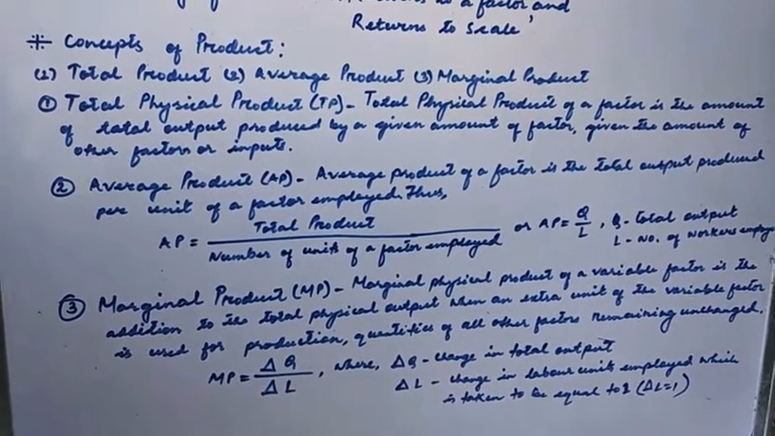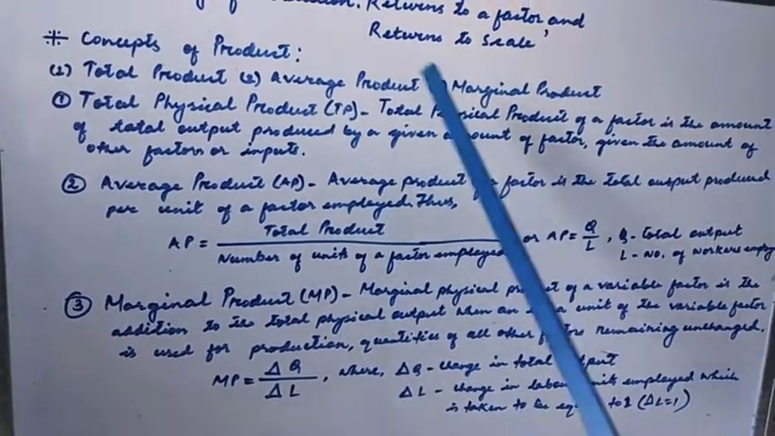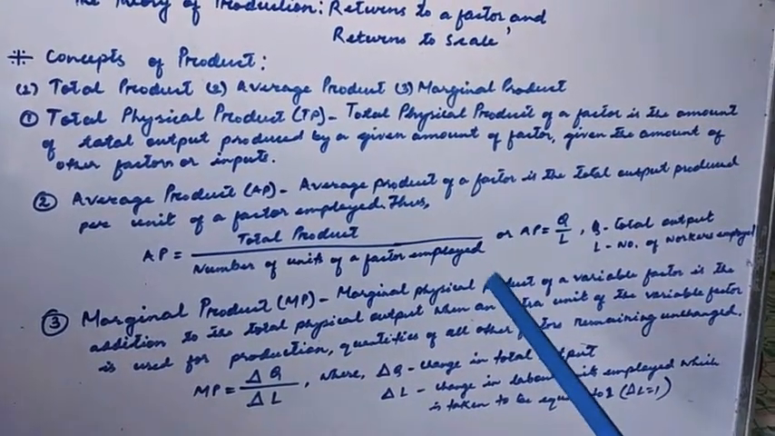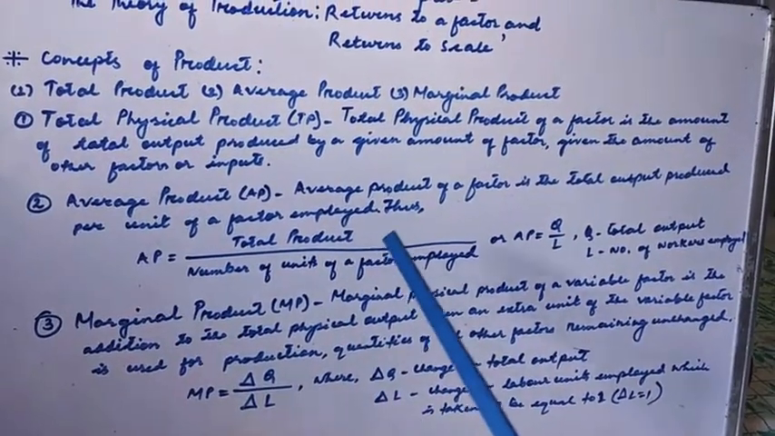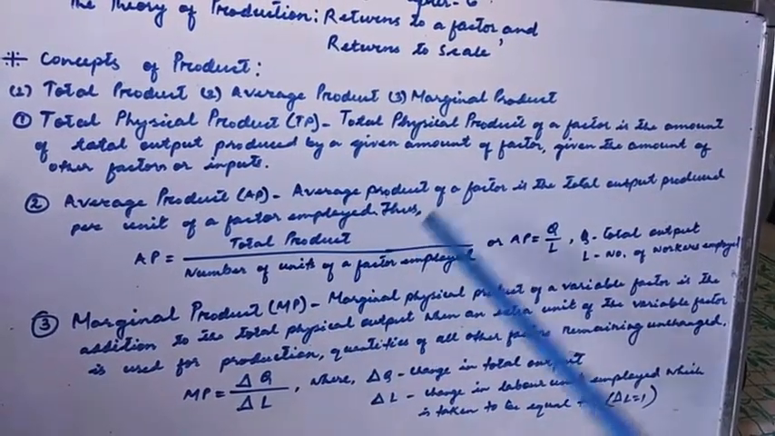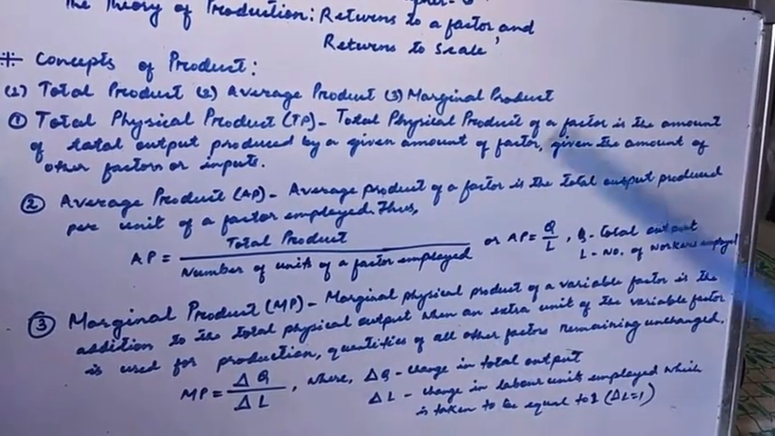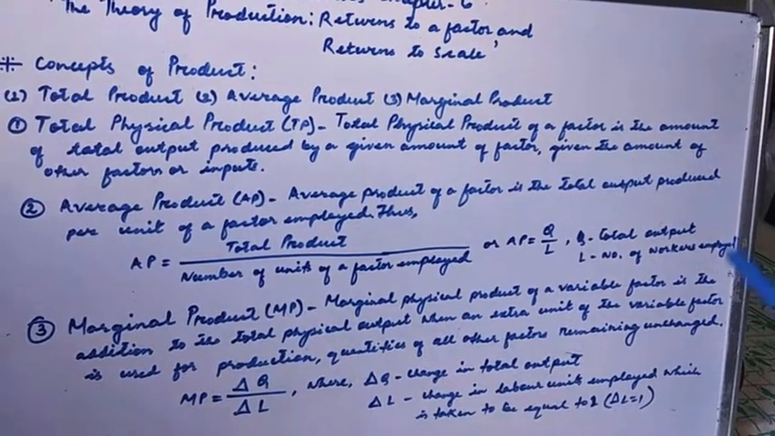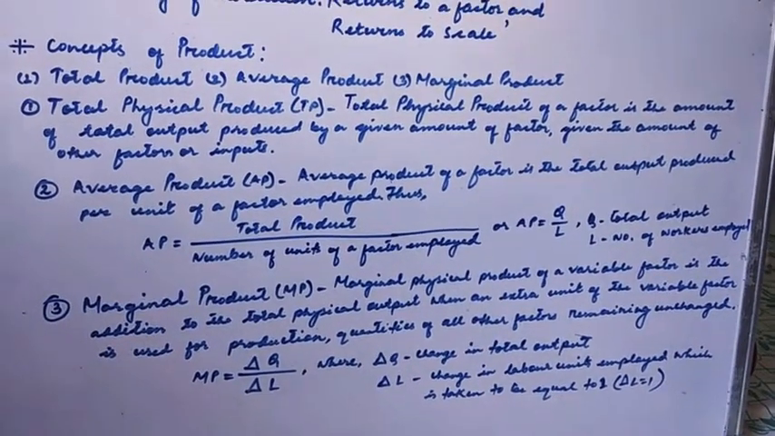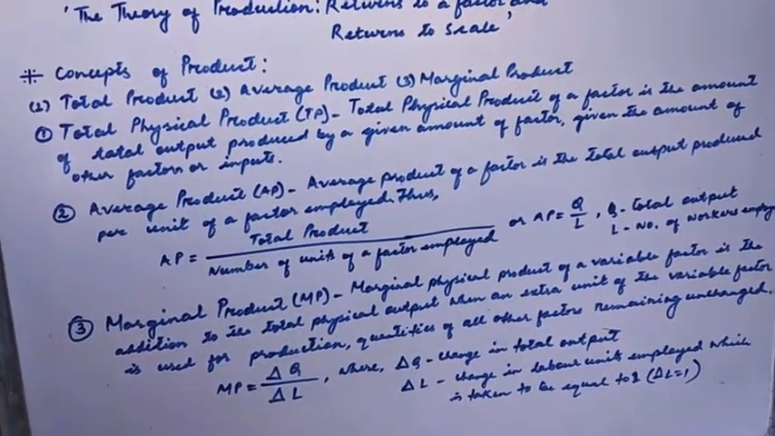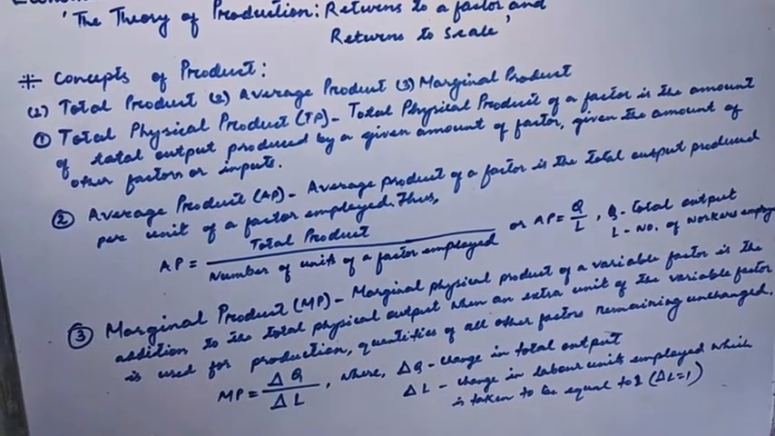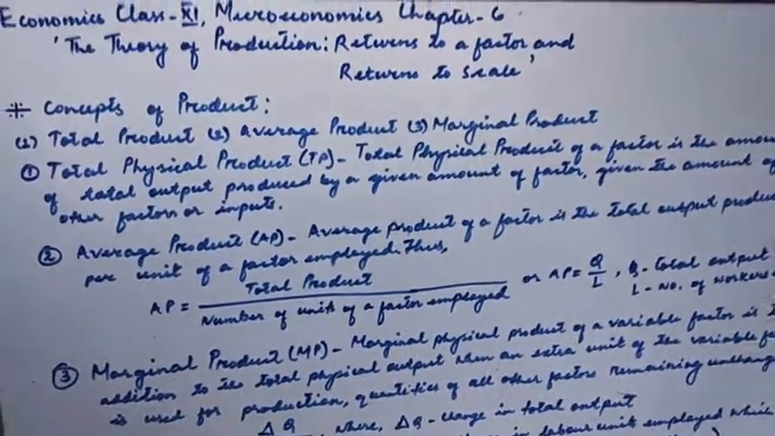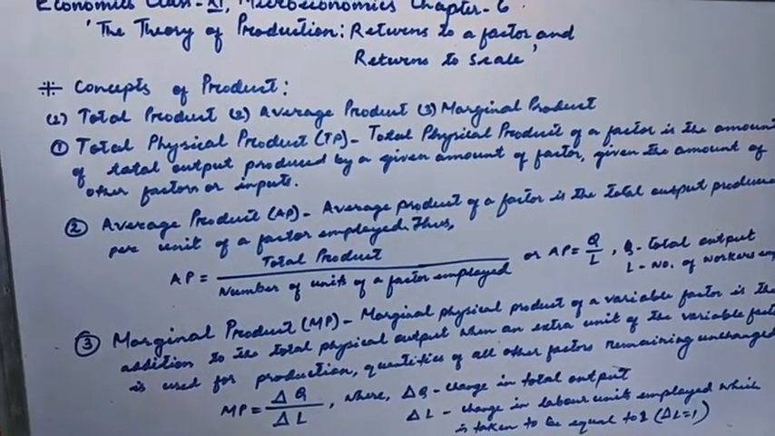And we will try to explain these three concepts in the tabular form and also the graphical manner that we have discussed in the consumer's behavior, that is law of diminishing marginal utility curve, and presenting the three concepts in the tabular form. So before going to the tabular and then graphical representation, let us see the concept of all these three production or product concept.